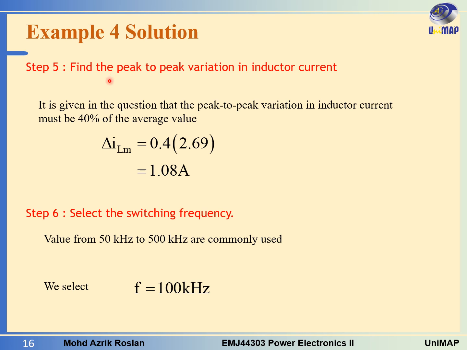And then for step number 5, we need to find the peak to peak variation in inductor current. So it's already given that delta ILM is equal to 40% of the average current. So the 40% of the average is 0.4 multiplied by 2.69, you will get 1.08. So this one is easy, because it's given the 40% of the average value.